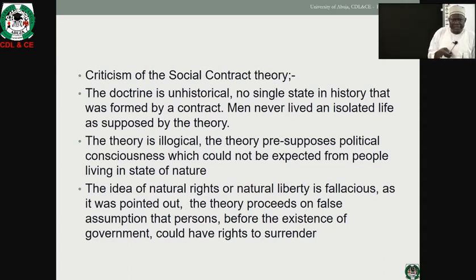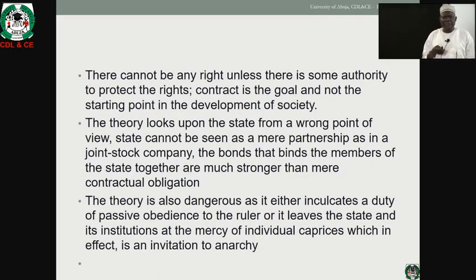The theory again is illogical. The theory presupposes political consciousness, which could not be expected from people living in the state of nature. Two, let's be fast. The idea of natural right or natural liberty is fallacious. As it was pointed out, the theory proceeds on the false assumption that persons before the existence of government could have a right to surrender. There cannot be any right unless there is some authority to protect the right. Contract is the goal and not the starting point in the development of society.